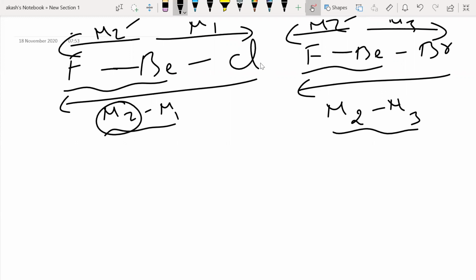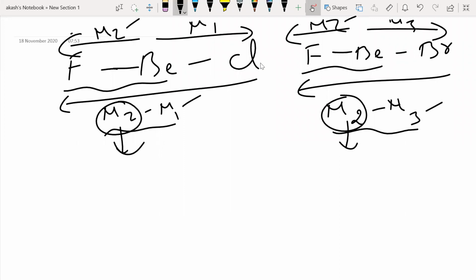Now mu2 is the same, right? Okay. Now which value will be higher? In whichever case I subtract a lesser value from mu2. Say, for example, if this mu1 was 5 and this mu1 was 3, then obviously whichever is subtracted less from mu2, in that case I will have more dipole moment.